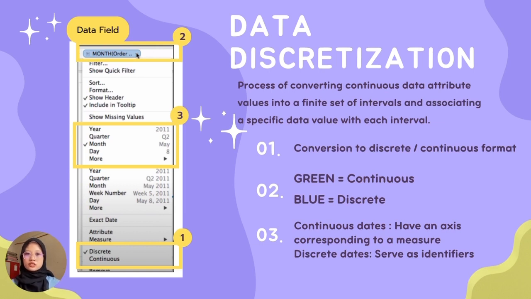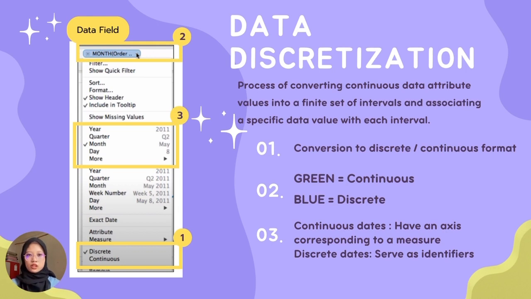Data discretization is a process of converting continuous data attribute values into a finite set of intervals and associating a specific data value with each interval. The first step, you may convert the data or other numeric dimension to discrete or continuous formats. There are two formats you can choose. You can right click on a data field in the data pane and choose convert to discrete or continuous, and it will change the default behavior when you drag the data field into a view.